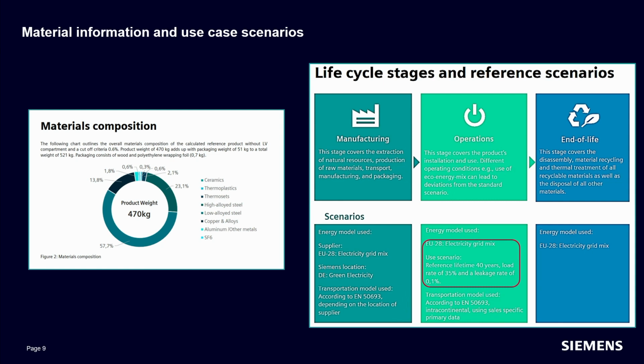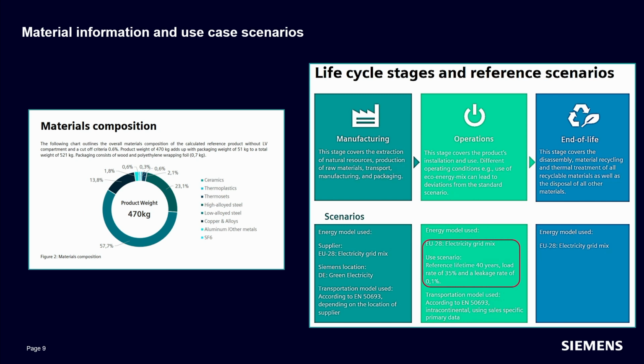Similarly, under the operation stage, the same explanation applies. For reference, we use the EU 28 grid mix, where different proportions of renewable and non-renewable electricity are used. And this we use when we do not get any information from the customer.